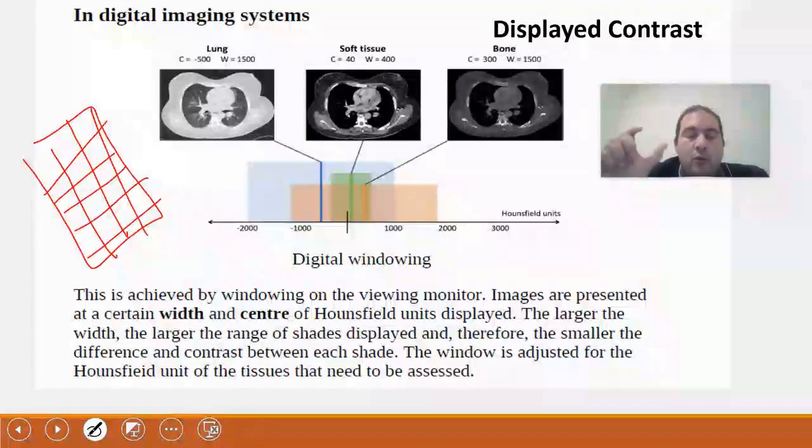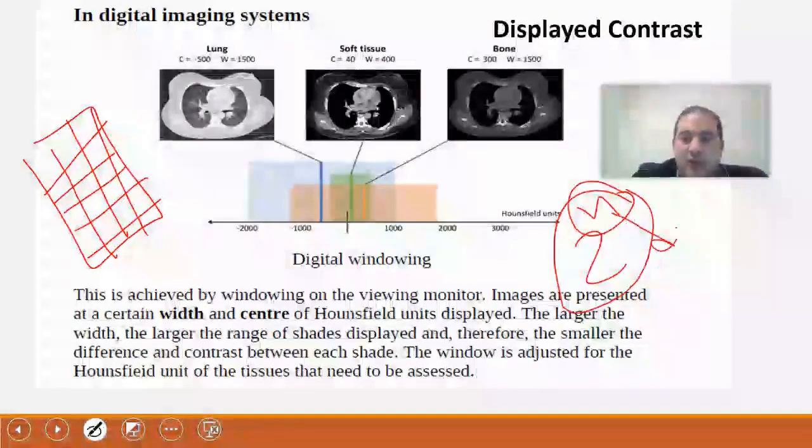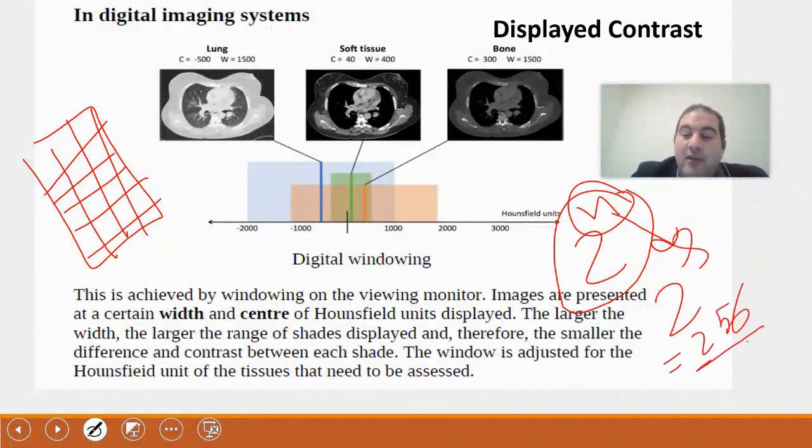When we say 2 raised to the power of n, where n is the number of bits, for example, if we say 2 to the 8, it means I have 256 gray values that this pixel can hold. The more the number of bits increases, the more gray values I can have, allowing me to see a lot more and to distinguish between many regions with a significant difference.